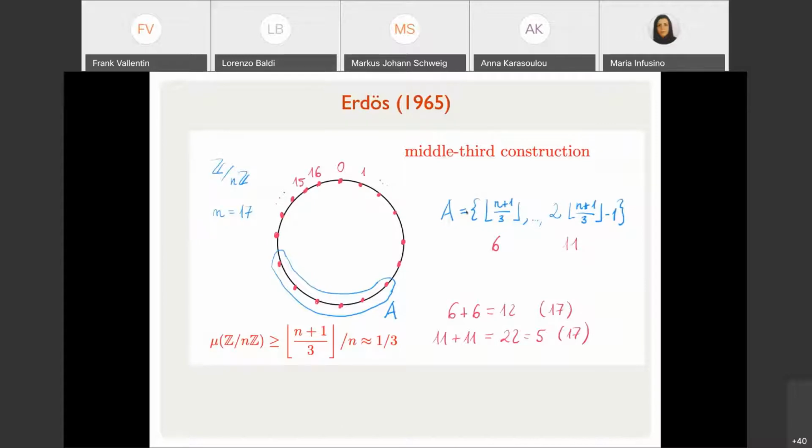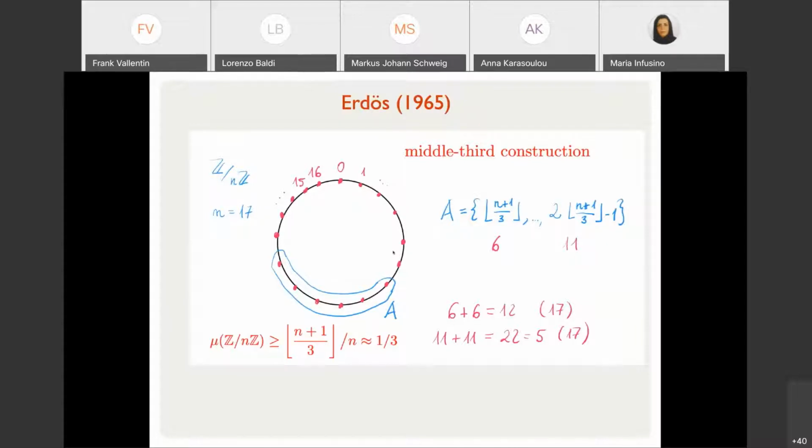And then the size of the set is basically around a third of the entire group here. That's an easy construction, and it should give you a first idea of what sum-free or product-free sets look like. But of course, the problem is much more complicated, especially if you have more complicated groups.